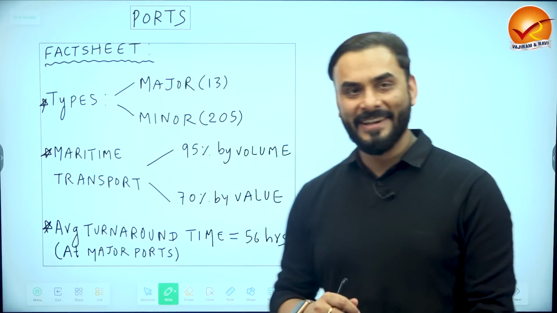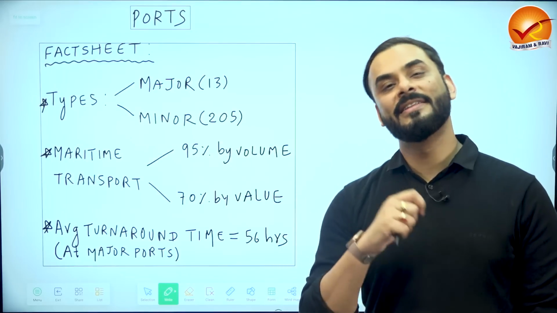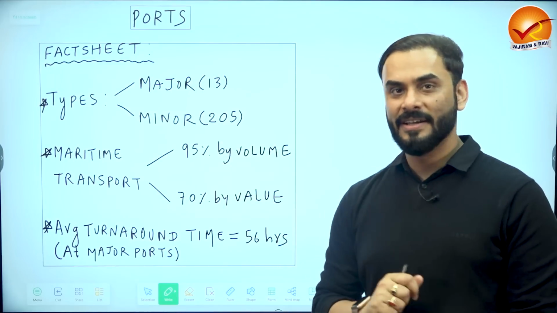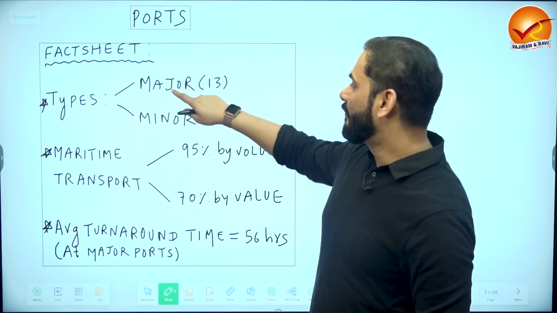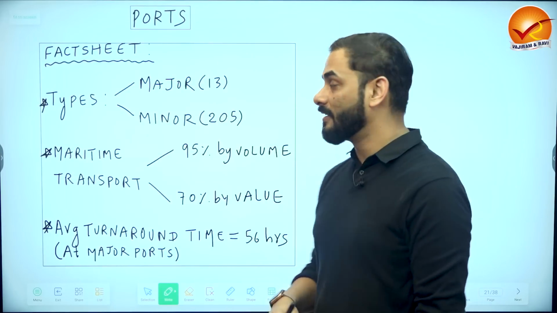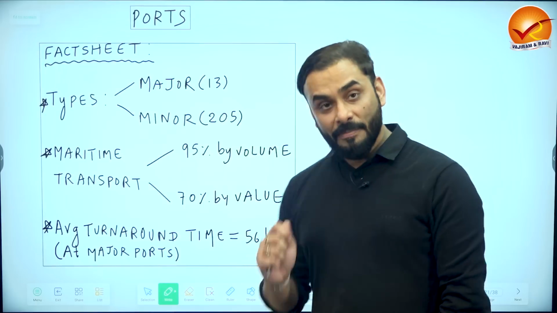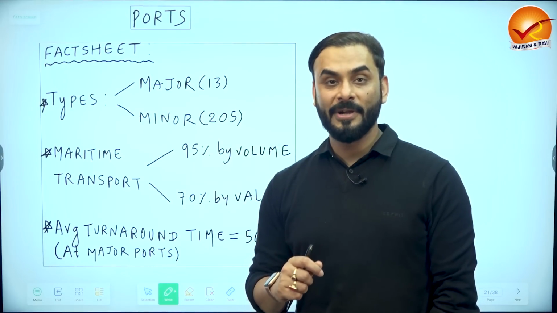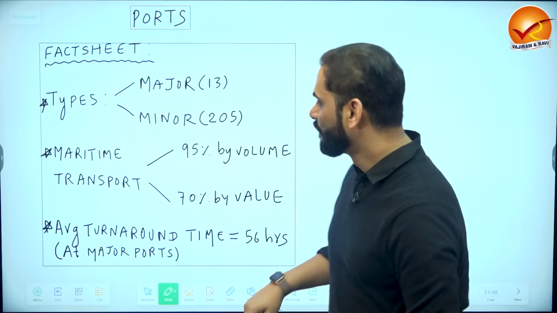So with this story, let us first get into some facts related to the ports of India, and then we will see some of the schemes and other things. So fact sheet, what are the 2 types of ports? The first type of port is called a major port. So how many major ports are there currently? 13. Minor ports, close to 205. So what are major ports? Ports which are maintained by the central government. Minor ports are typically maintained by state governments.